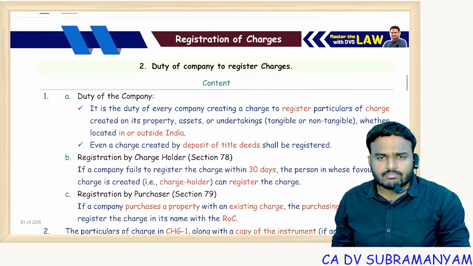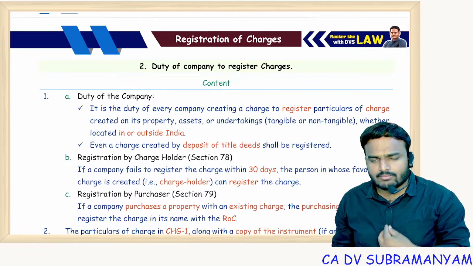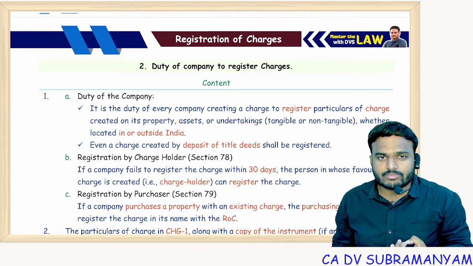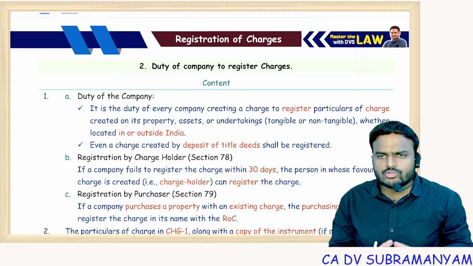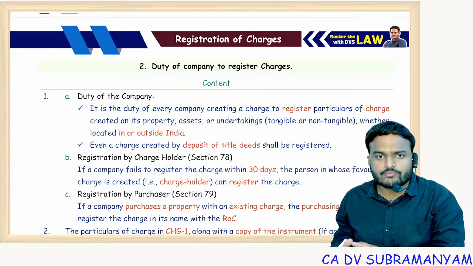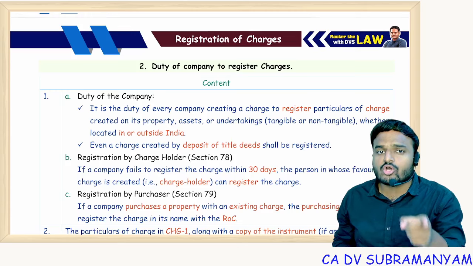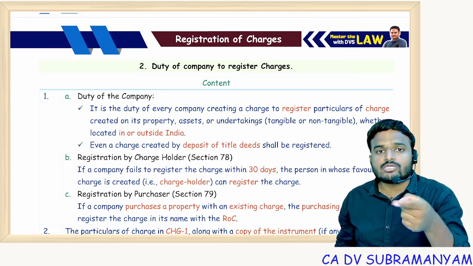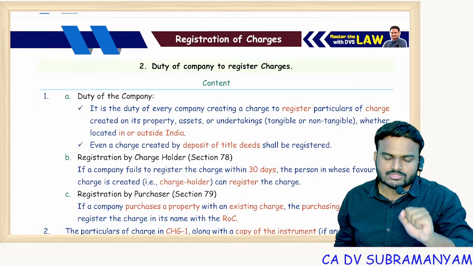One simple example, I'm having gold. It is an asset to me, a fixed asset. If I create any charge on it, it is a fixed charge. But the same gold, from the point of view of Kalyan Jewelers or Lalita Jewelers, is it a fixed asset or stock? Stock. If they create a charge on those assets, it is a floating charge.